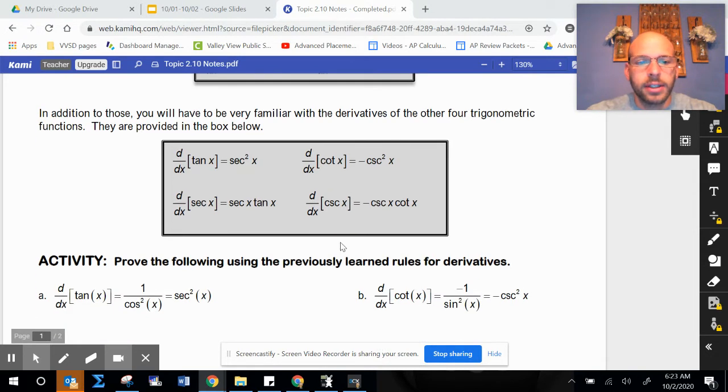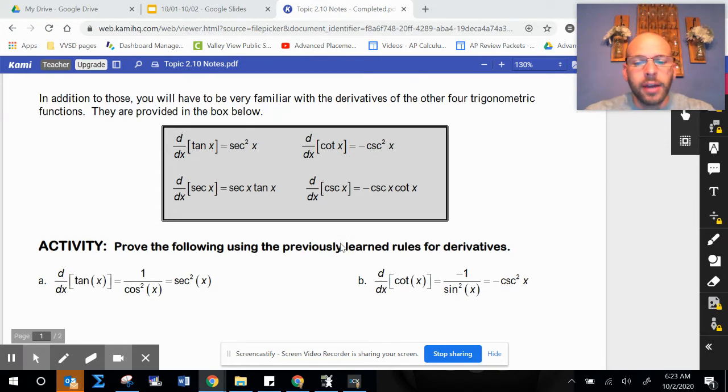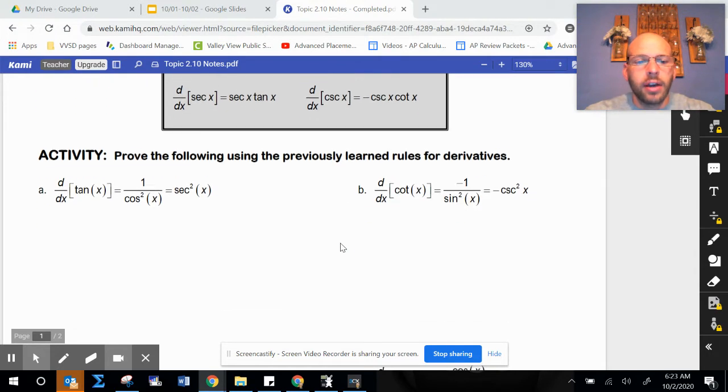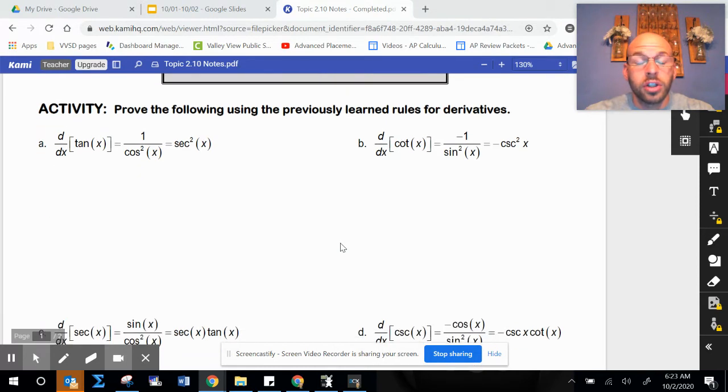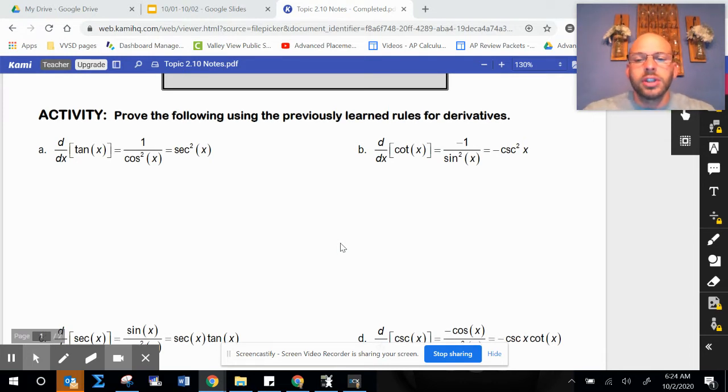I have them in this little gray box here. You can always use them for reference for any worksheets or anything I send home online. I have a little activity here, and normally I would challenge you to do this on your own. I want you to prove that the derivative of tangent is going to give me secant squared. Ultimately, it's just a chance for us to practice using some of the rules and properties that we've learned over the last few days.